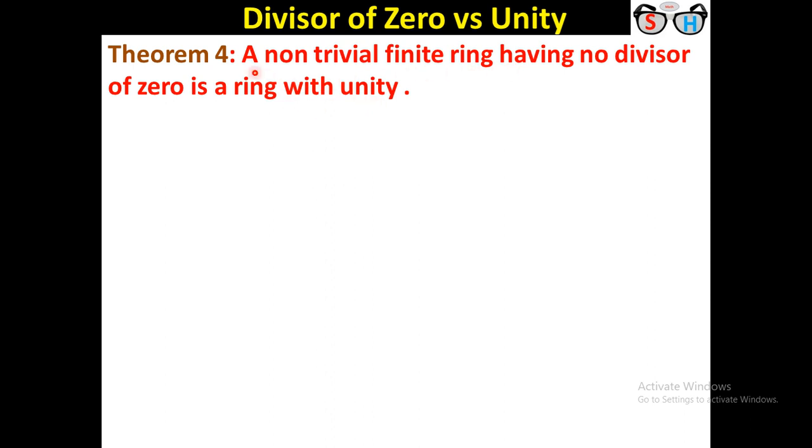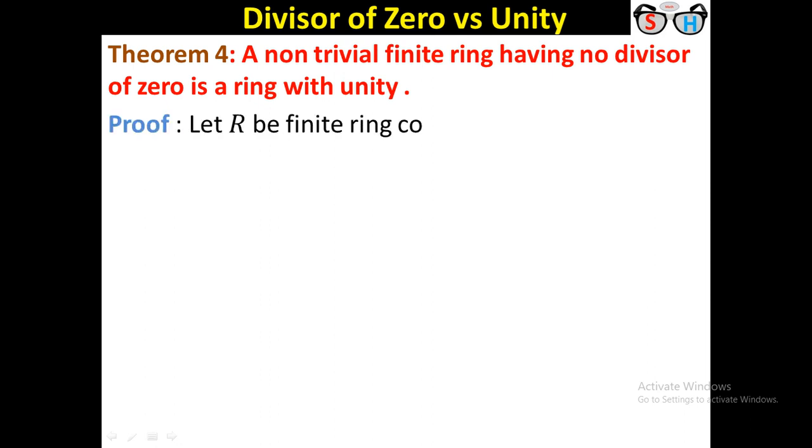So a non-trivial finite ring having no divisor of 0: suppose a ring contains a finite number of elements and has no divisor of 0, then it must contain unity. We know that in general a ring may or may not contain unity, but such a type of ring, that is, the ring which contains a finite number of elements and has no divisor of 0, must possess unity. Okay, however we will go to the proof.